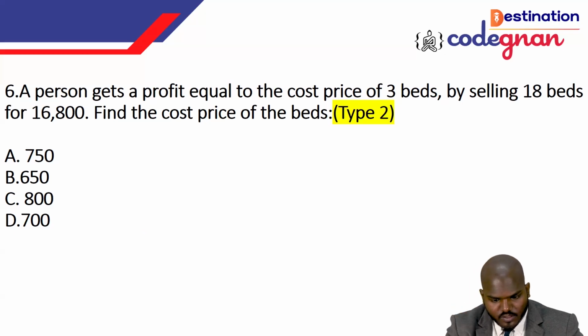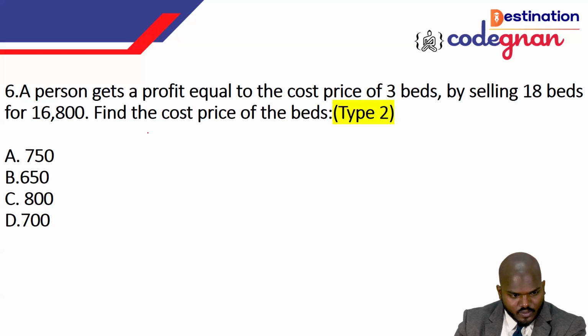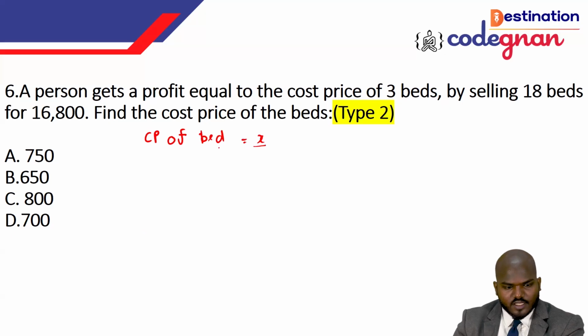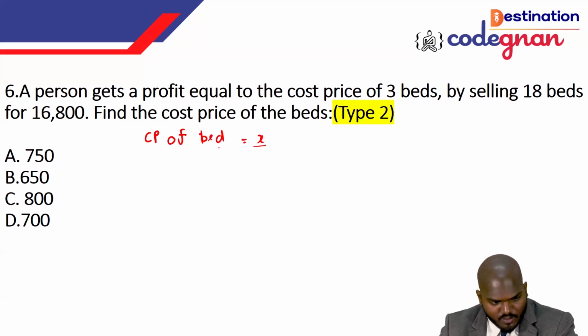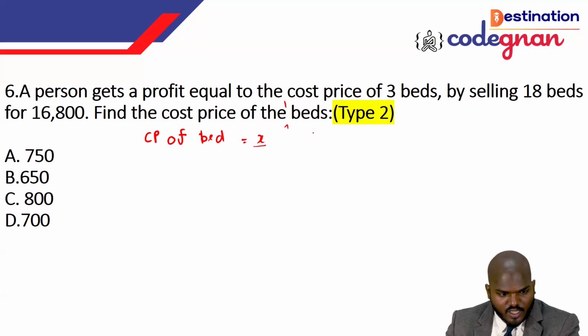Now they are asking the cost price of a bed, which I don't know. Whatever they are asking, you need to call it X. Cost price of one bed, so I can call it X here. They are asking the cost price of one bed only. I think I missed writing the one. They are asking the cost price of one bed is equal to something.